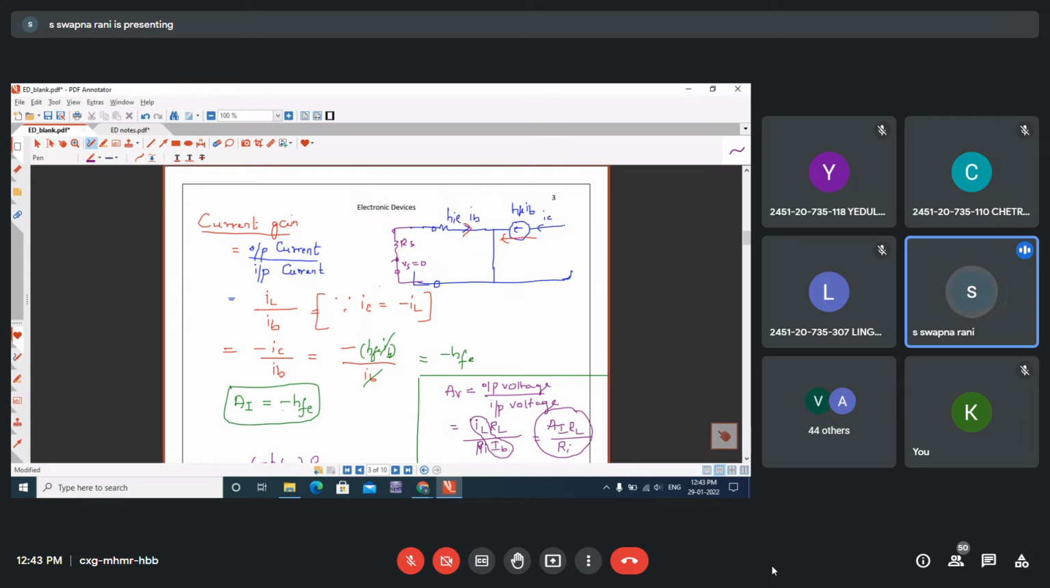And here, after disconnecting, we are superimposing a voltage V and let the current generated by this be I. Then R0 is V by I, which will give you the output impedance. So after disconnecting, whatever impedance you see here, that is going to be the output resistance of the CE amplifier.